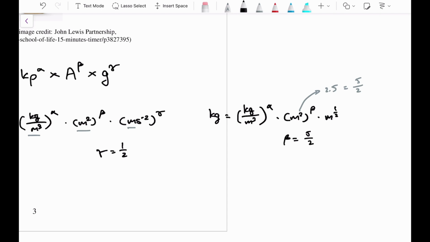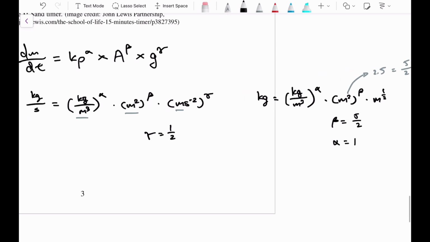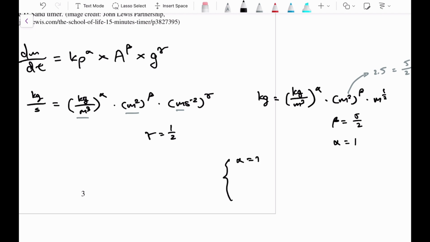Now let's see. If beta is equal to 2 over 5, then alpha will be equal to 1. And so the answer to the first component of the question will be alpha is equal to 1, beta is equal to 5 over 2, and then gamma is equal to 1 over 2.